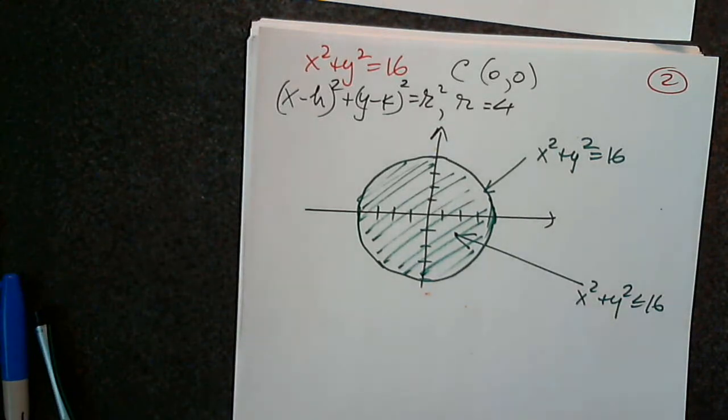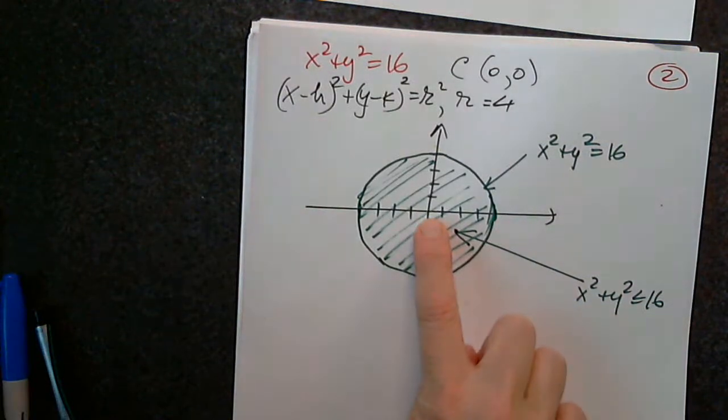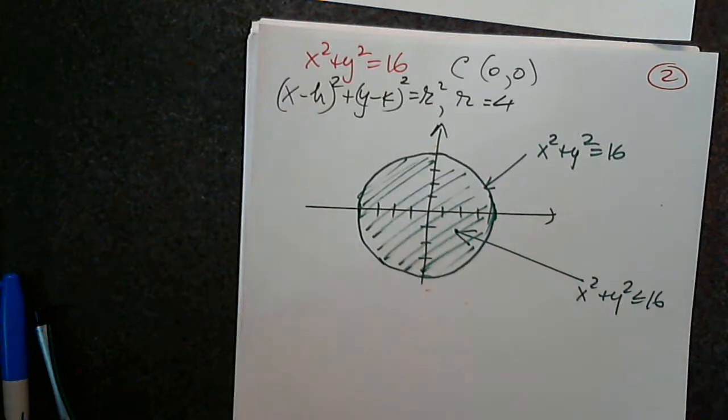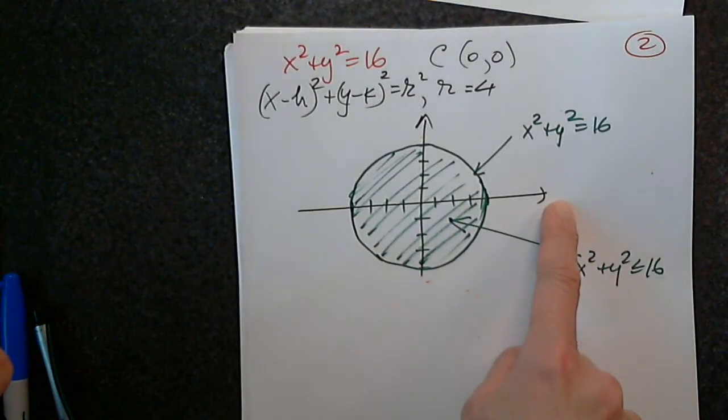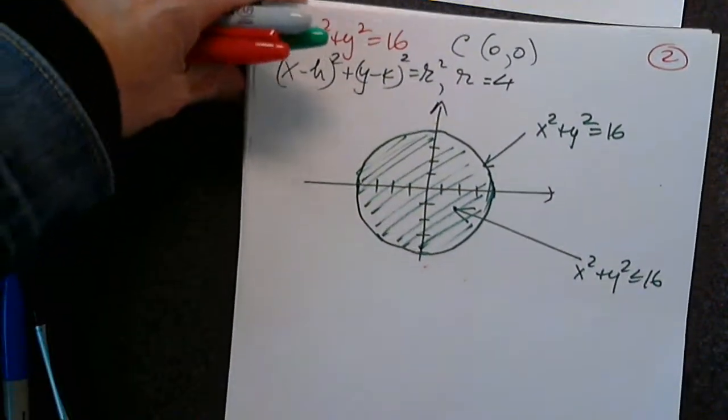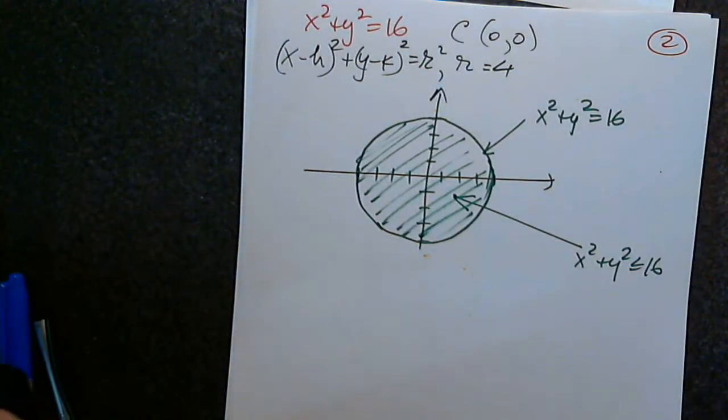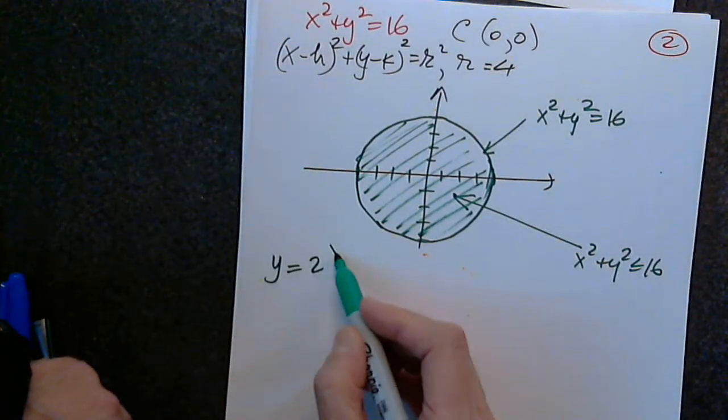Here's why. Because if I check with one point and it doesn't work, it's a false statement. Any other point here will give us a false statement, and a point here will give us a true statement. Very good. Now the second equation, y equals 2 to the x.